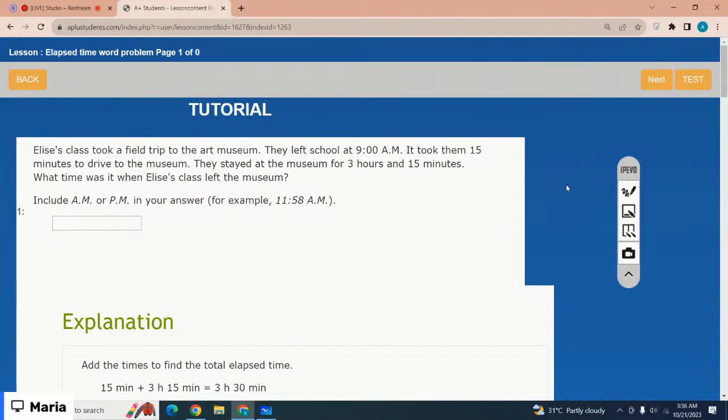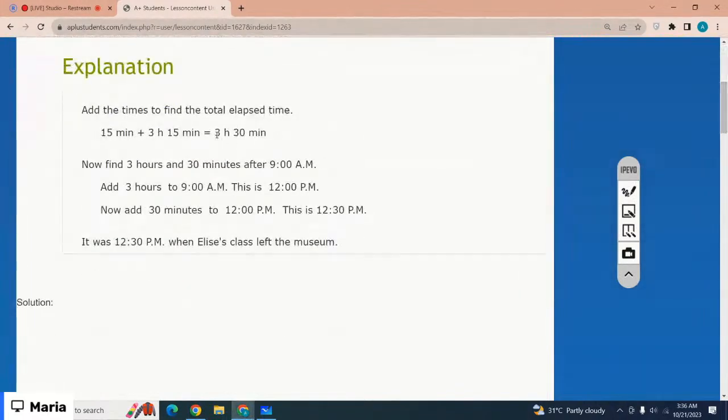Okay, so they left school at 9, right? They spent 15 minutes driving to the museum, and they stayed there 3 hours and 15 minutes. So 3 hours and 15 minutes plus the 15 minutes for the drive, when you add them, is 3 hours and 30 minutes, right? So you start from 9 a.m. and move 3 hours and 30 minutes. 9, 10, 11, and 12. When you start from 9 and move 3 hours, that would be 12, and then 30 minutes. So when they left the museum, it was 12:30, right? Let's start with the practice questions.